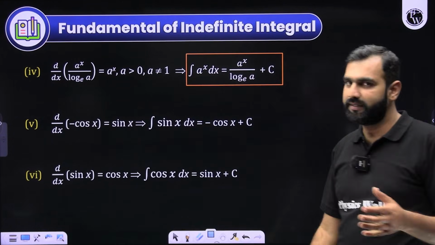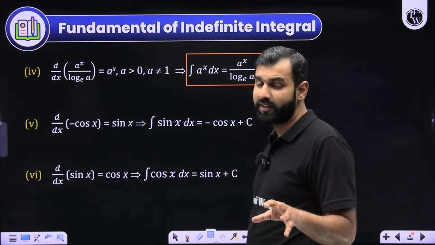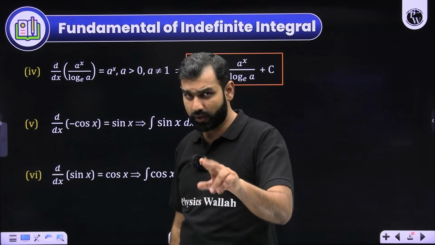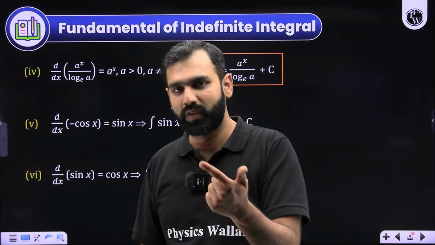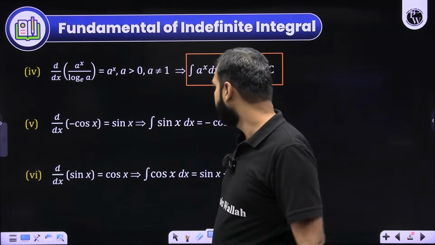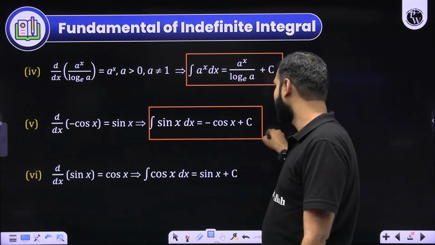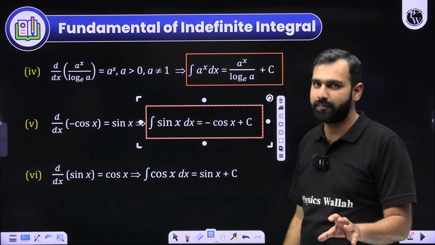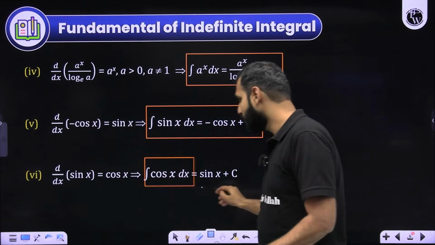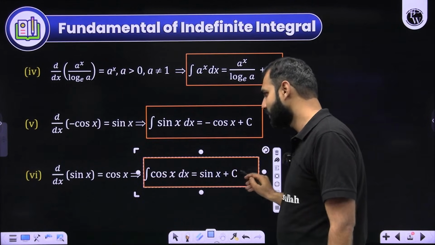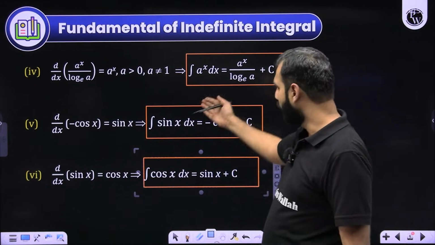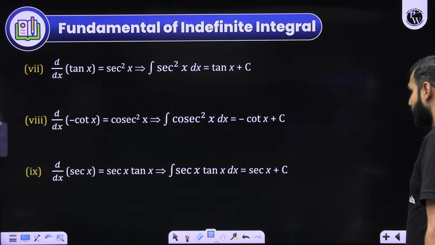Similarly, what is the differentiation of minus cos x? Sin x, because the derivative of cos x is minus sin x. So minus cos x when differentiated gives you sin x. So here, I'll say the integration of sin x should be minus cos x. Did you get that point? Similarly, the differentiation of sin x is cos x, so the integration of cos x is sin x. I hope you have understood this integration of trigonometric functions.